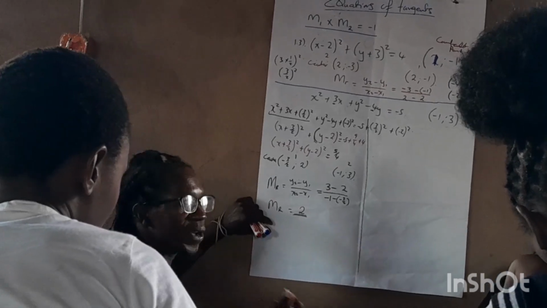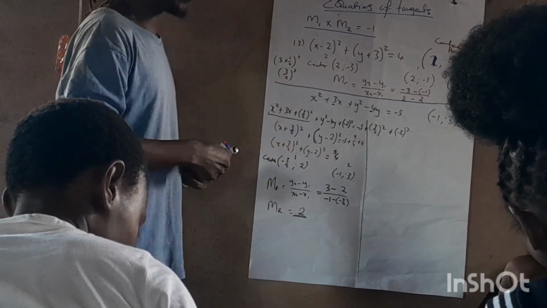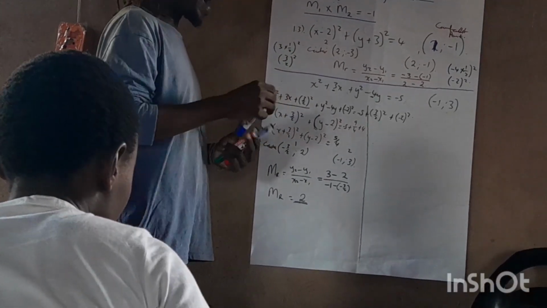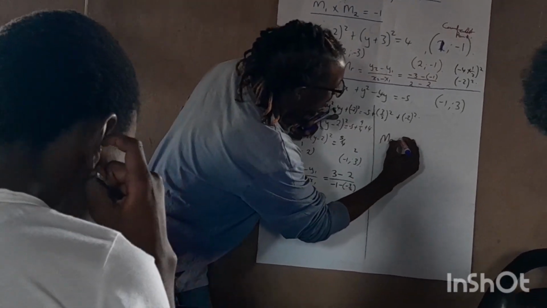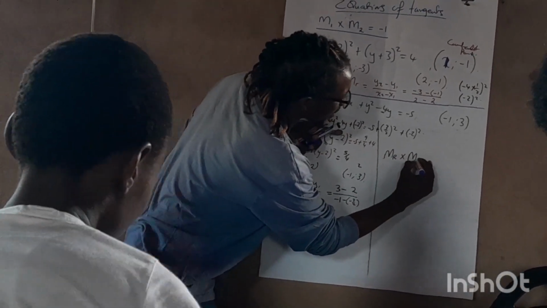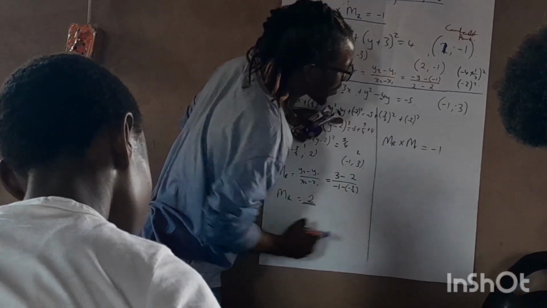So it means that now we can find the gradient of the tangent. How? By saying the gradient of the radius multiplied by the gradient of the tangent should give us negative 1.